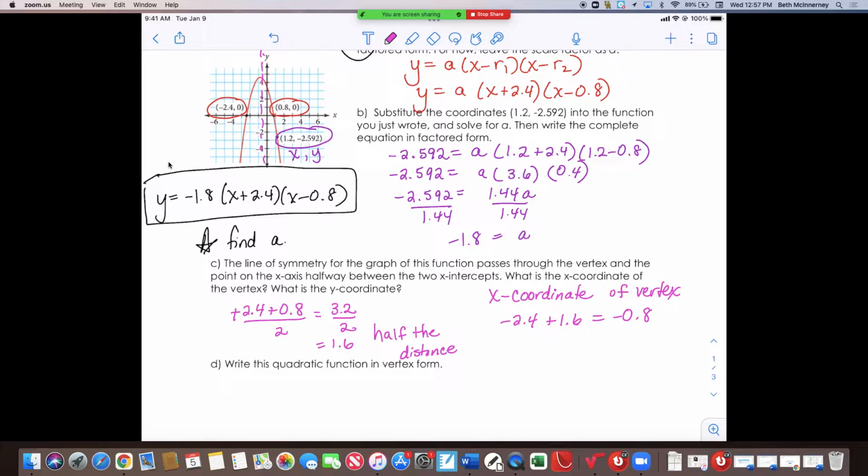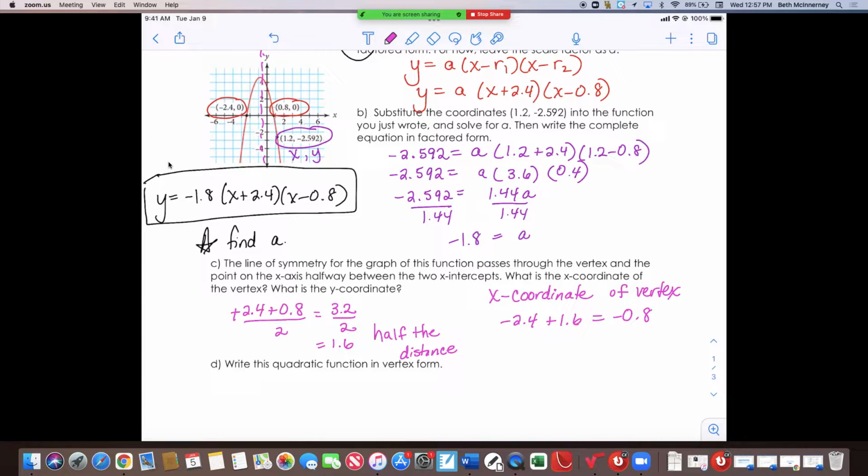Okay, let me go over this again because it's a little confusing. All right, the vertex is halfway between these two numbers. And so I need to know the length across the two x-intercepts. Well, it's right 0.8 and left 2.4. That is a total distance of 3.2. So then I'm going to go from negative 2.4 and add 1.6. And that's landing me at negative 0.8. That's the x-coordinate.